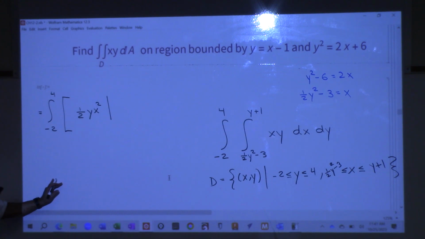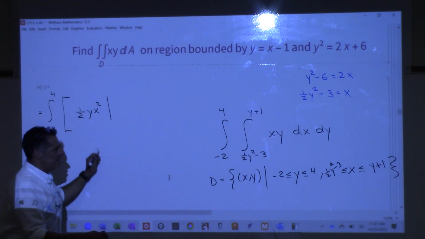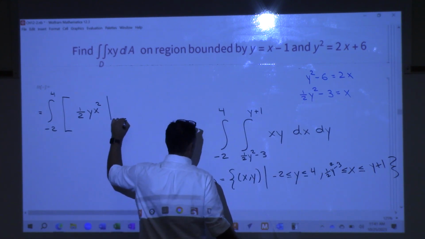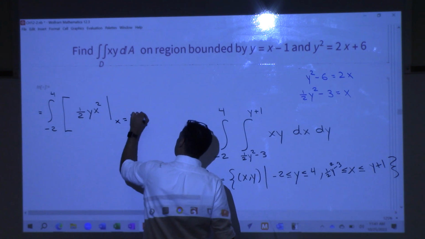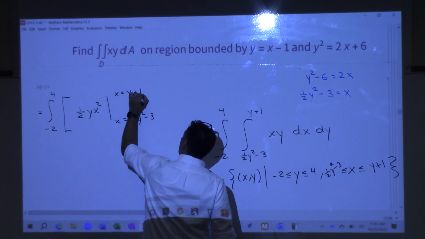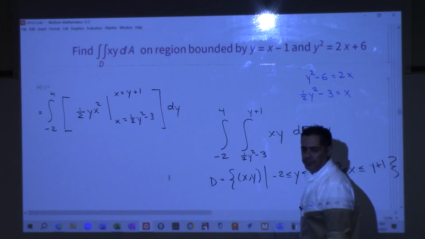Two functions. But what are we going to be replacing, the y or the x here? We're going to be replacing x because we're doing it with respect to x. So x is going to be replaced with 1/2 y squared minus 3. And then x is going to be replaced with y plus 1. Once we're done with that, we'll go and do the integral with respect to y.